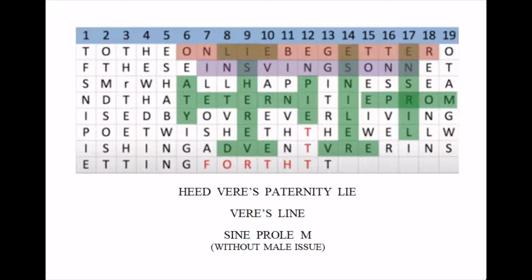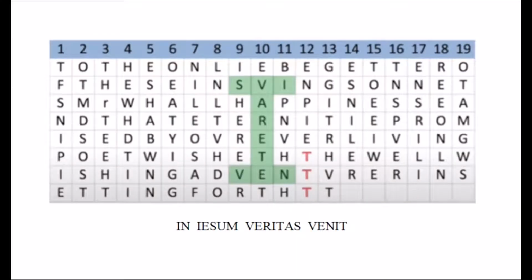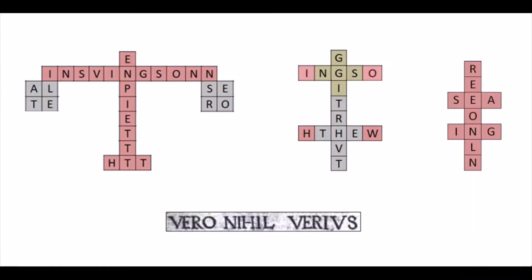Okay, so we're told that there's a paternity lie in Edward de Vere's line and that he's without male issue, which means he died without a legitimate male heir. There's also a rebus that reads, In Iesum veritas venit, which means, in Jesus the truth comes. I believe these rebuses tell the truth about what that lie in Vere's line is.